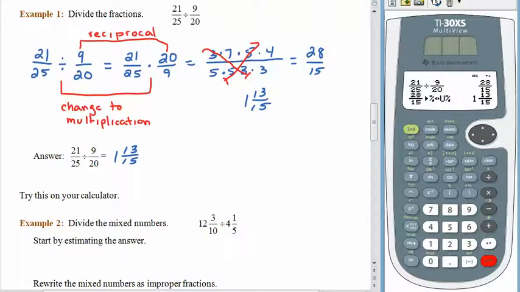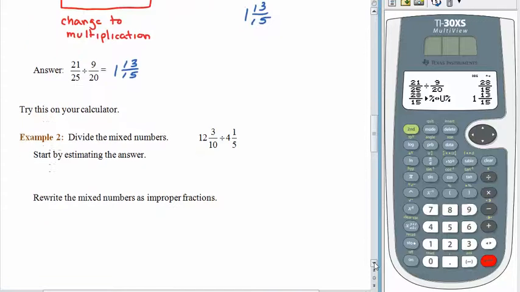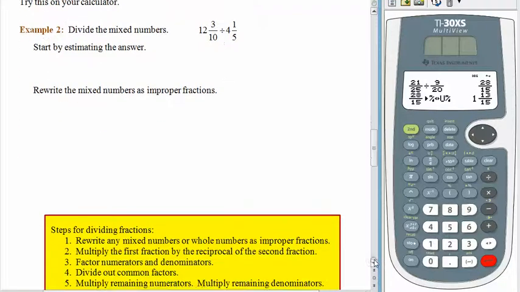Not a lot changes if we're dealing with mixed numbers. We'll do exactly the same thing we did when we were multiplying. We're going to turn all of those mixed numbers into improper fractions and then calculate. But of course, before we do, we should think about estimating the answer. Let's look at this second example.